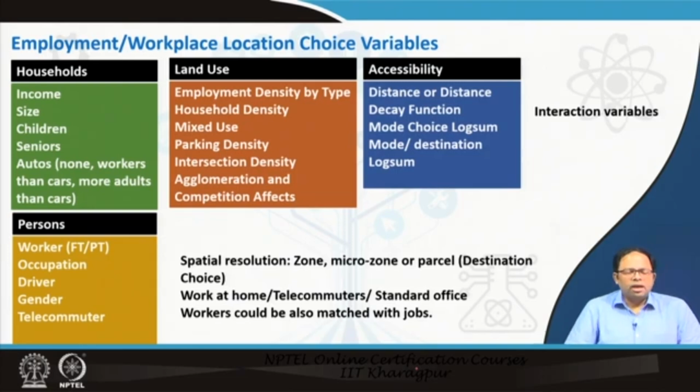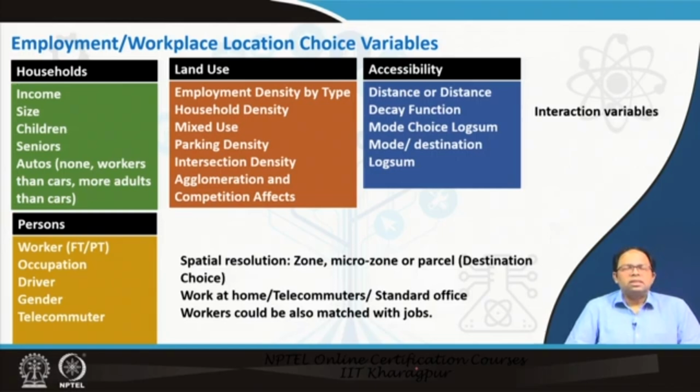So, these are some of the variables that we use in location choice models. Either employment and workplace location, we can consider these variables. For example, household income, size, the number of children, number of seniors, number of automobiles, and automobiles could also be defined like no automobiles, or more workers than cars, and more adults than cars. All this way we can also define the number of automobiles in a house.